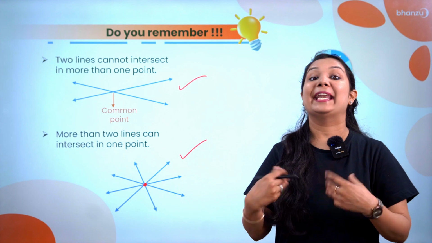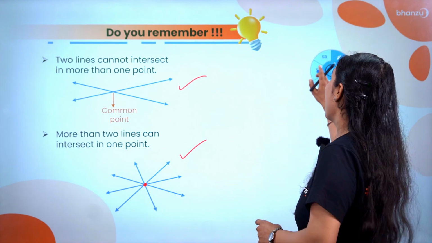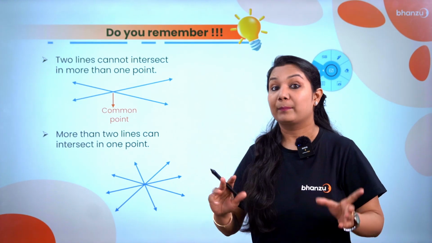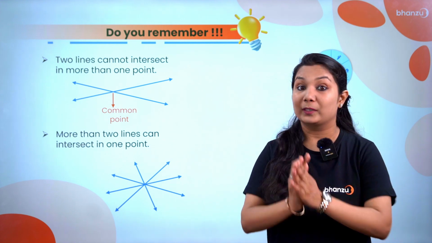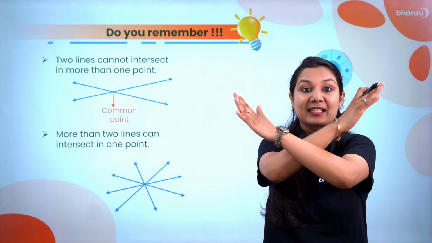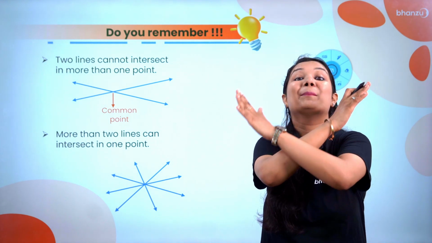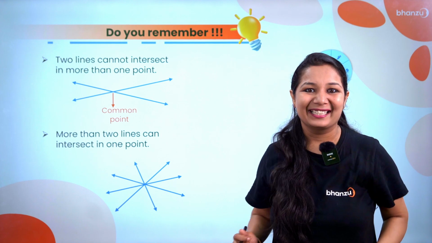Now moving to our next pair of lines, that is parallel lines. But before that, I hope everybody is clear with intersecting lines. So do try it out with your hands as well, like this. So this is an example of intersecting lines, right?